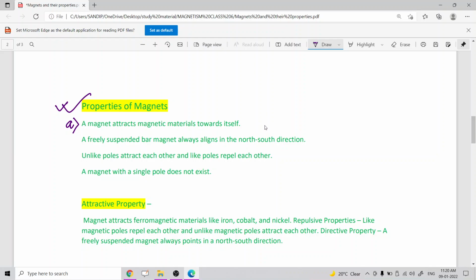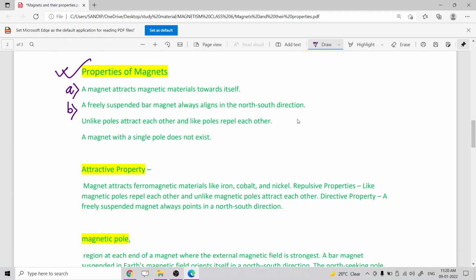That means this property is called the attractive property. The second one is that a freely suspended bar magnet always lies in the north-south direction. This is also called the directive property. The third one is that unlike poles attract each other and like poles repel each other. Generally, a magnet has two poles, one north pole and another south pole.